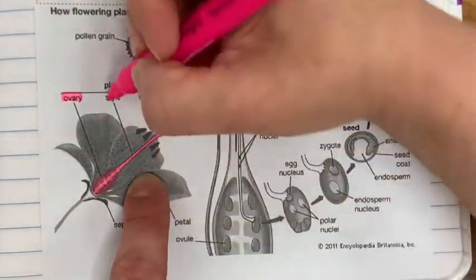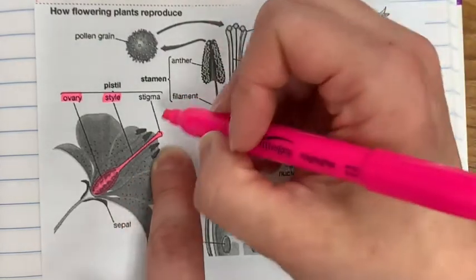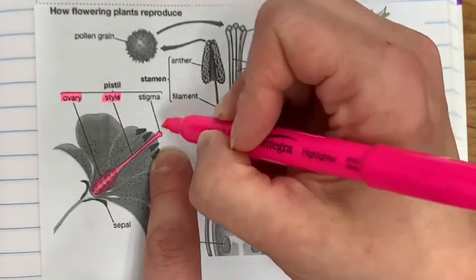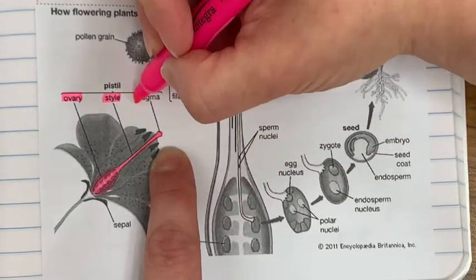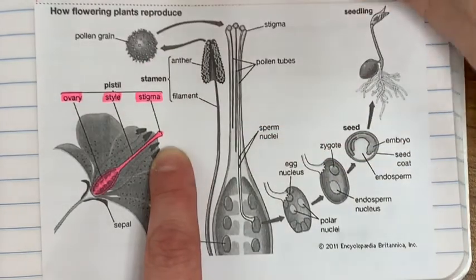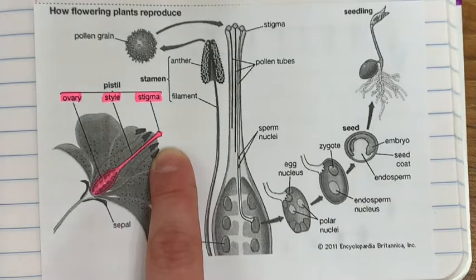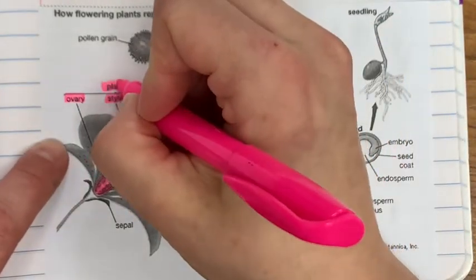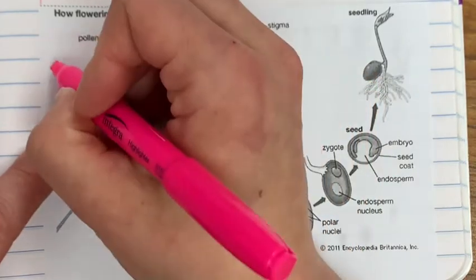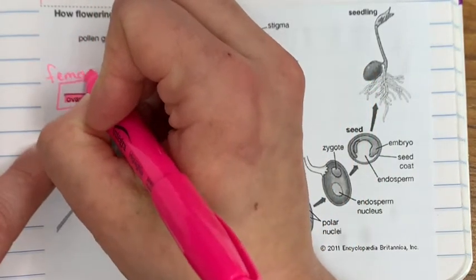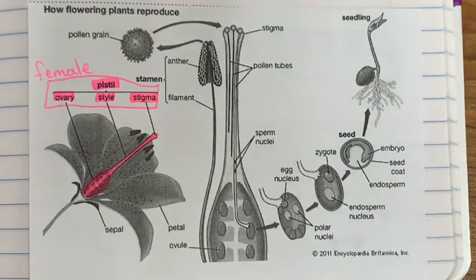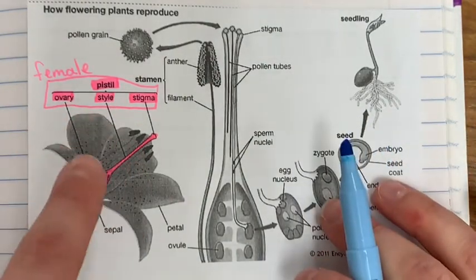This style is the tube, and the stigma is the part where the pollen is going to get in. All right, this is where the male part's going to go in, the male gamete. The stigma happens to be kind of sticky, but those three pieces together make up the pistil. This is the female portion of the flower. We have both male and female in the flower. Okay, so that's the female part.